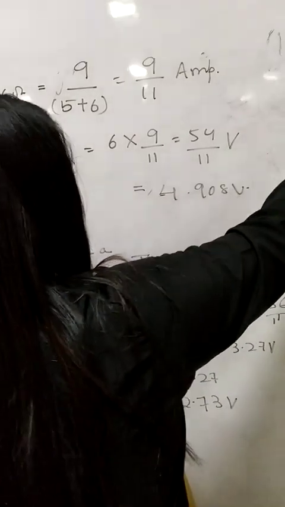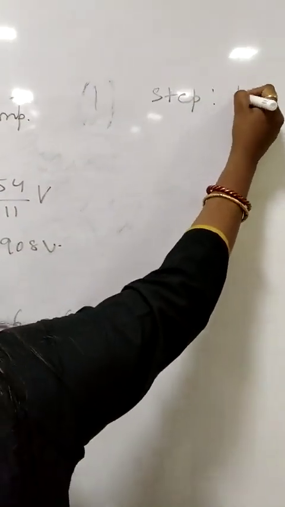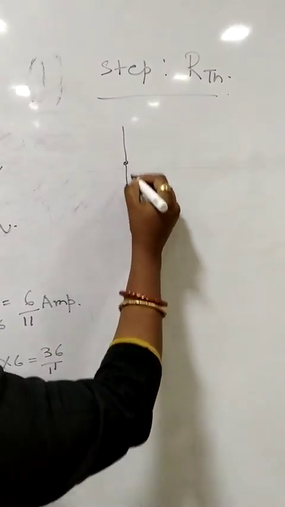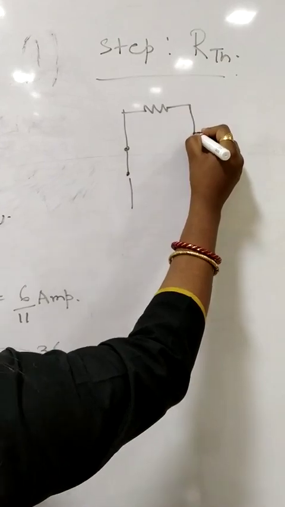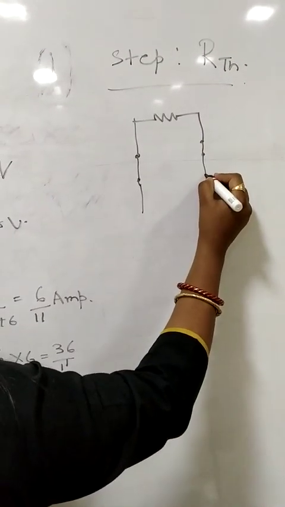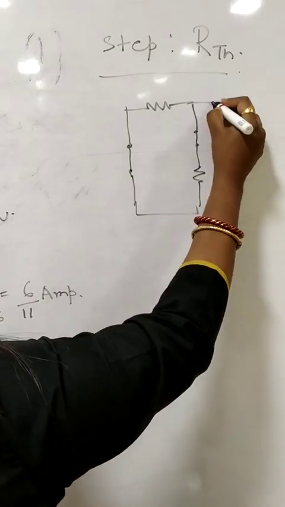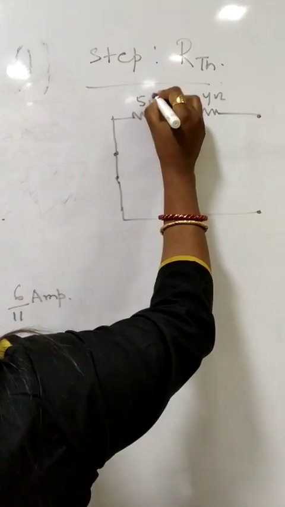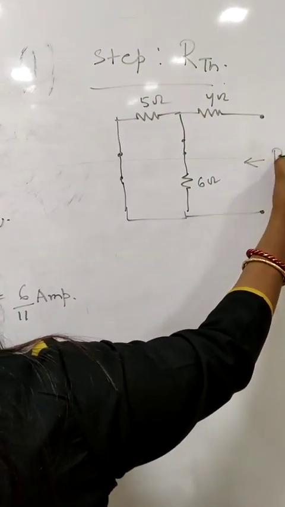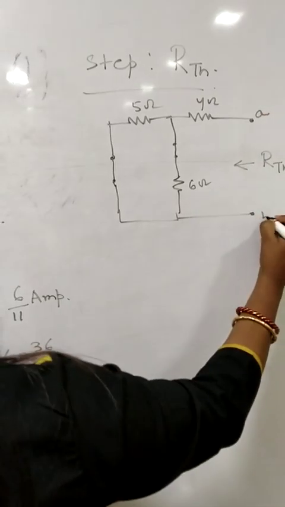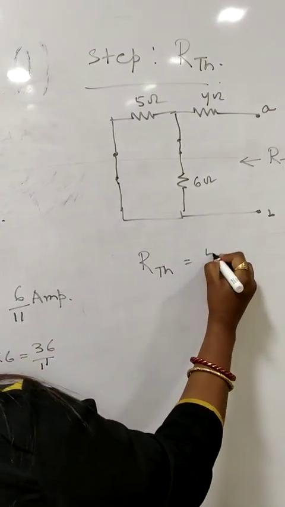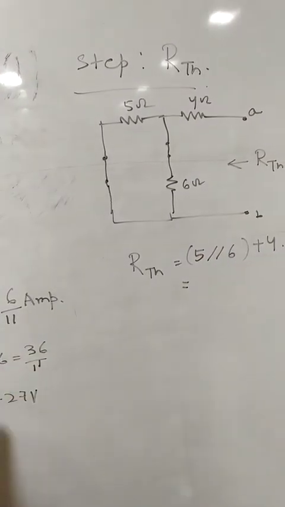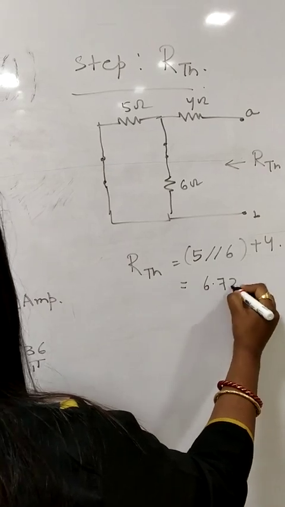Next I will find out step 2, which is to find out the Thevenin resistance. For calculating Thevenin resistance, all the voltage sources will be shorted and all the current sources will be open circuited. The circuit goes like this with 3 resistances, 4 ohm, 5 ohm, 6 ohm, and now we need to analyze the circuit from the A and B side. R Thevenin is nothing but 5 ohm and 6 ohm in parallel with 4 ohm in series, and that gives a net value of 6.72 ohm.